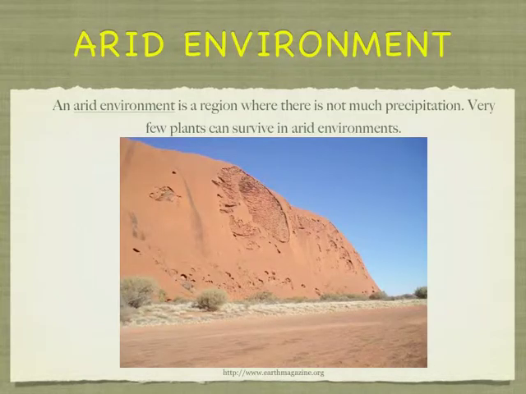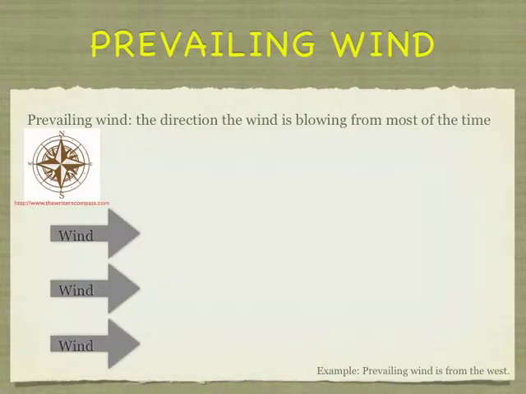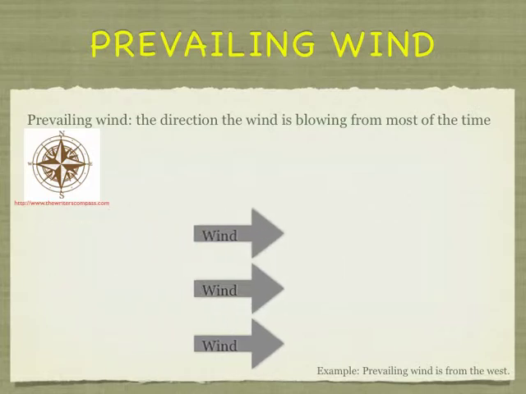An arid environment is one in which there is very little precipitation. Very little vegetation can survive in arid environments due to the lack of moisture. The term prevailing wind describes the direction the wind is blowing from most of the time.